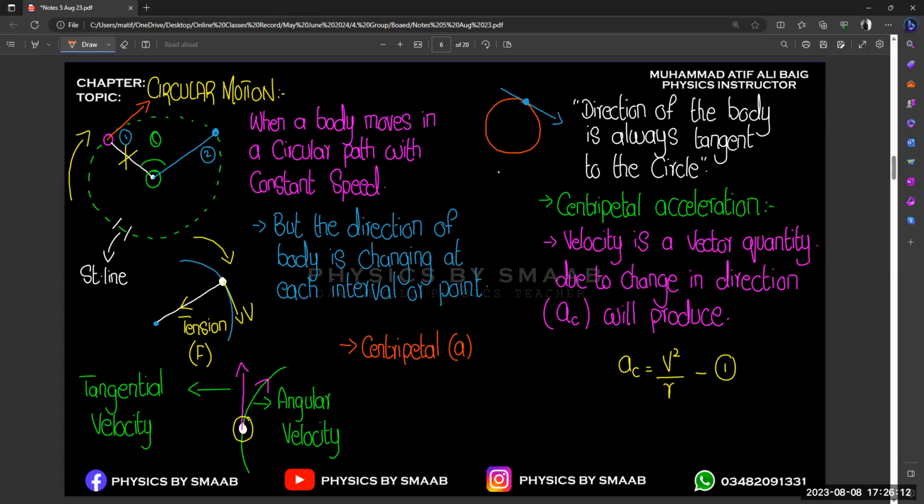All right. So centripetal acceleration is inversely proportional. Means let's suppose if we increase the value of r.